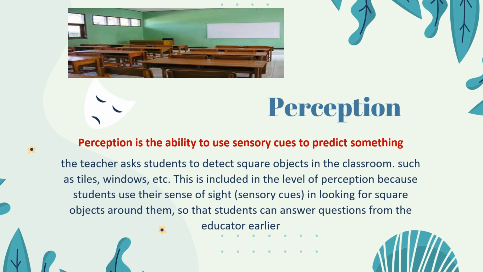For example, the teacher asks students to detect square objects in the classroom, such as tiles, windows, and etc. This is included in the level of perception because students use their sense of sight or sensory cues in looking for square objects around them, so that students can answer questions from the educator earlier.